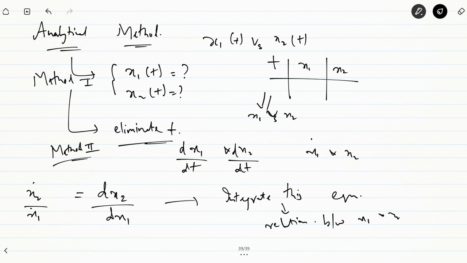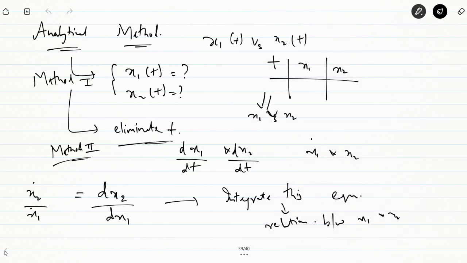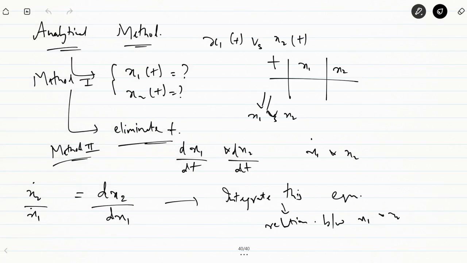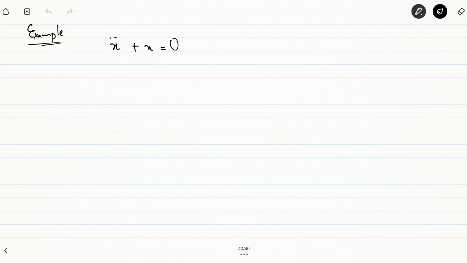Fine. So taking an example of this, let's start with the example that we took last time. x double dot plus x equal to 0, where m and k were basically equal to 1. x double dot plus x equal to 0.